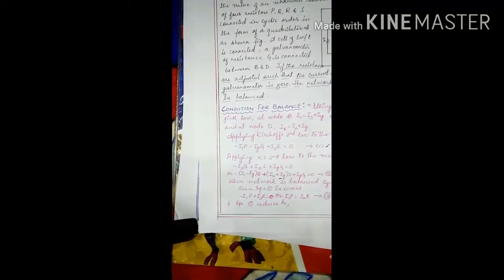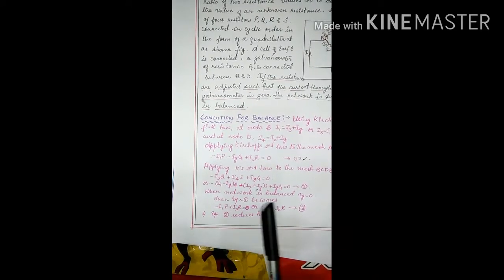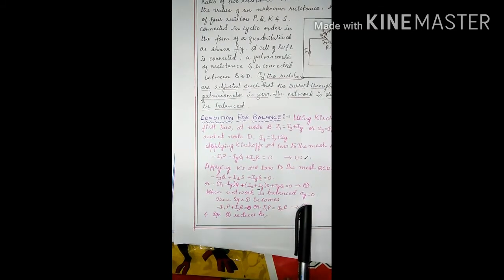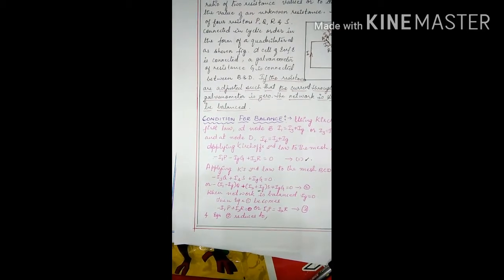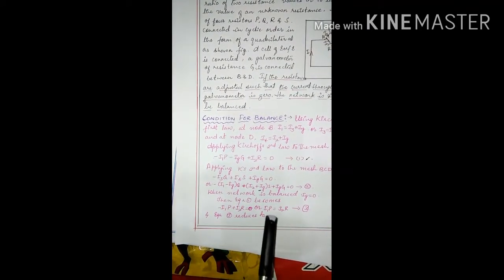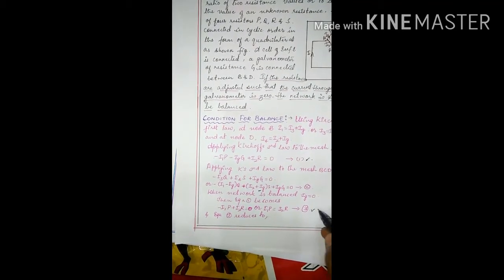Now, when the network is balanced, Ig equal to 0. I told you, when the network is balanced, that is the ratio is balanced, then we will take Ig equal to 0. Therefore wherever Ig is there, you have to substitute 0 there. So equation 1 becomes I1P plus I2R equal to 0. Therefore from here what we get is I1P equal to I2R. We consider this as equation number 3.